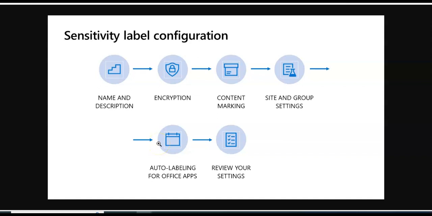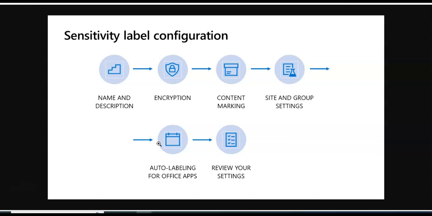This is the chart that I was talking about. Step 1 is name and description. Step 2 is encryption. Step 3 is your content marking. Step 4 is your site and group settings, which is still in preview. And then step 5 is auto labeling for the Office apps. Then you review the settings in the last step.